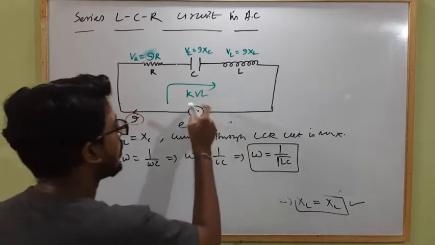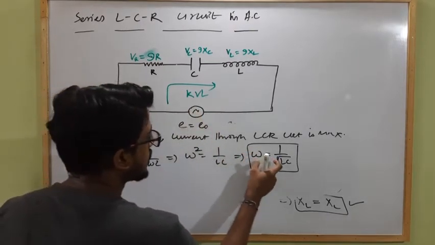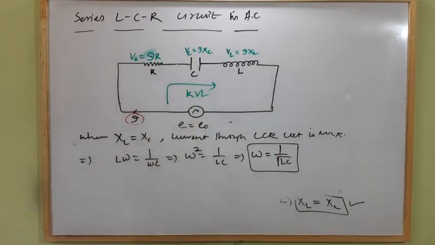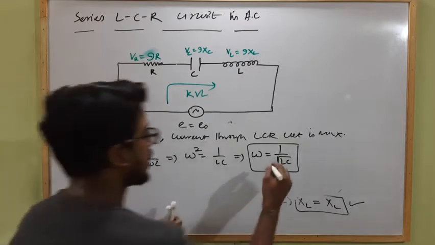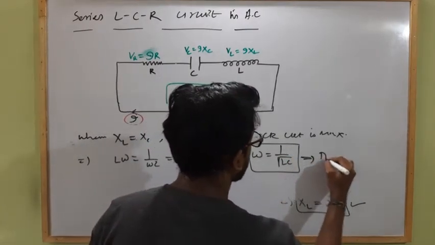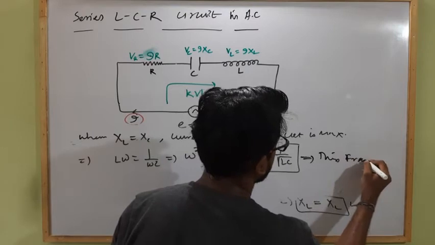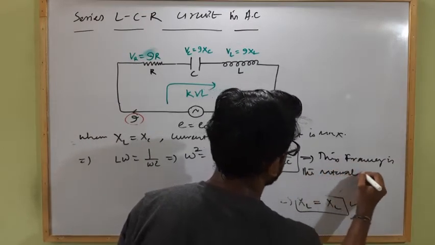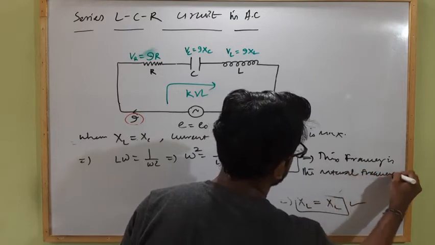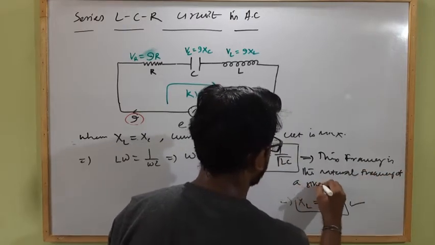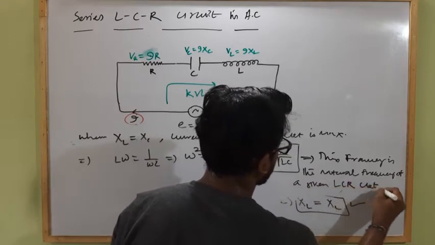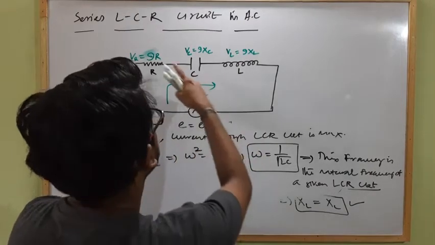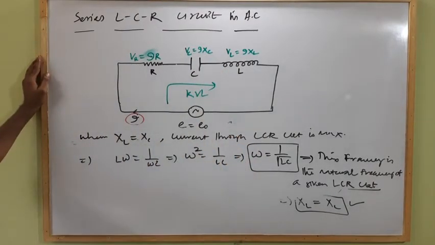That's why when the source supplies a frequency equal to 1 by under root LC, then only the current flowing through the LCR circuit will be maximum, and this frequency is known as the natural frequency of a given LCR circuit. Okay, clear? So for this particular frequency, the current flowing through a given LCR circuit will be maximum.